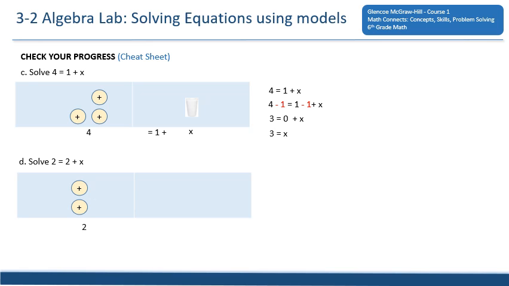Solve 2 equals 2 plus x. So we have the 2. We have the 2 plus x. And if we take a counter away from each side, one at a time, until we have x, the cup, all by itself, we get 2 equals 2 plus x. In order to get the x by itself, we have to subtract 2. So we get 2 minus 2 equals 2 minus 2 plus x. 2 minus 2 is 0. 2 minus 2 is 0. We get 0 equals 0 plus x, or 0 equals x.